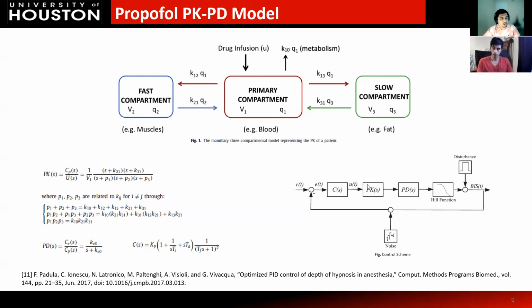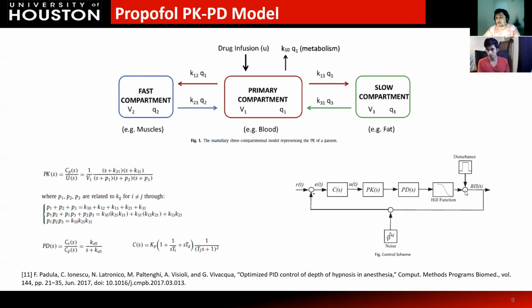The pharmacokinetic model tells us how the drug is traveling through the body to the muscles and the fats. The pharmacodynamic model is the metabolism of all that. The Hill function over here is a mathematical equation that calculates the BIS, the bispectral index, which tells us the level of anesthesia.